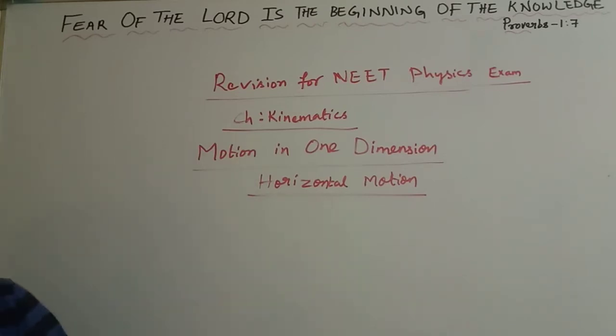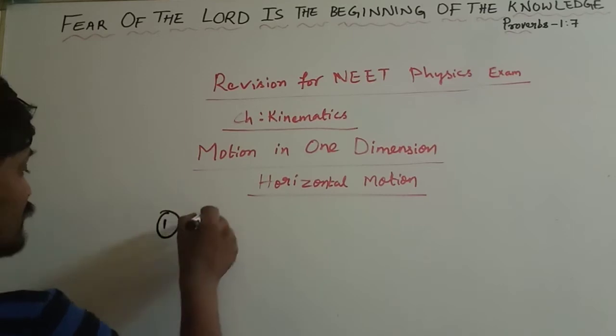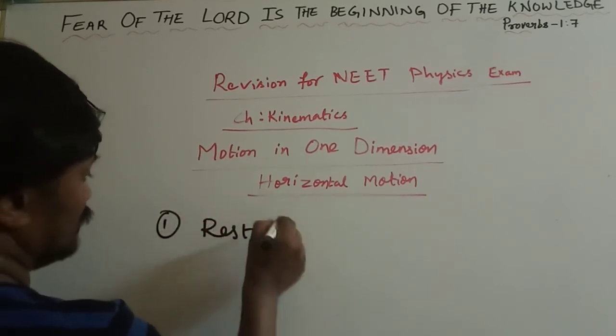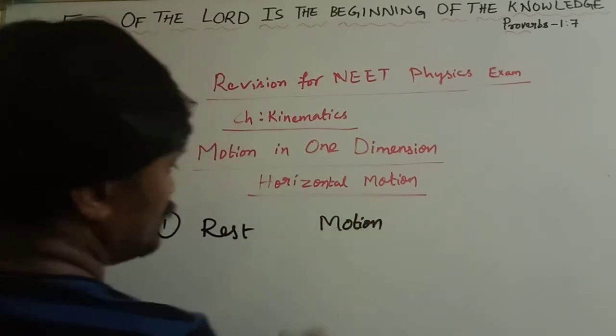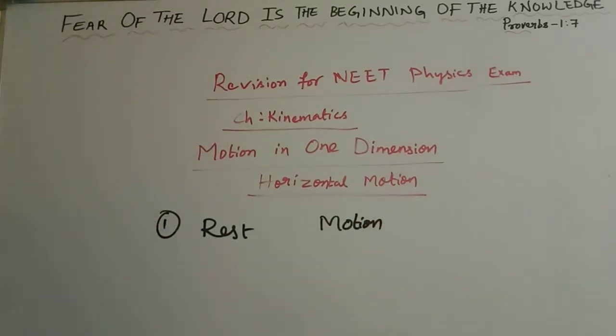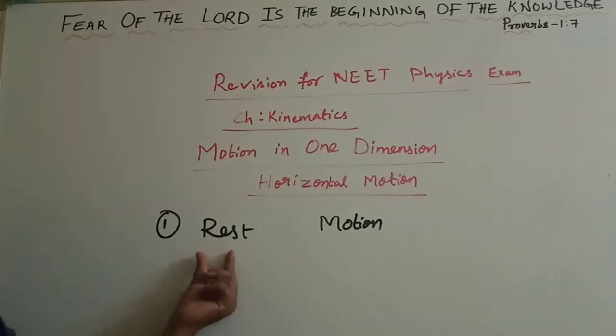Mainly in this horizontal motion or vertical motion, the first point you have to remember is what is rest and what is motion. We have to understand these two terms. First, what is rest? An object is said to be at rest if the position of the object does not change with respect to the surroundings.